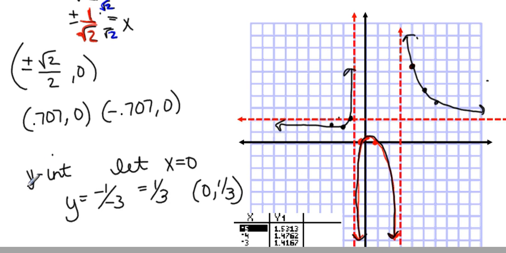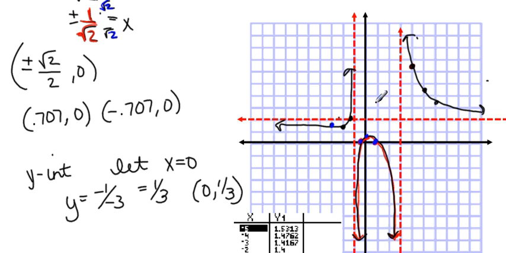Next, we'll find the y-intercept. In that case, let x equal 0, and we'll have y equals 1/3, so the point 0, 1/3. Now I'm going to use my calculator as a guide on this problem. I've plotted the x-intercepts, I've plotted the y-intercept, I've also drawn in my asymptotes.